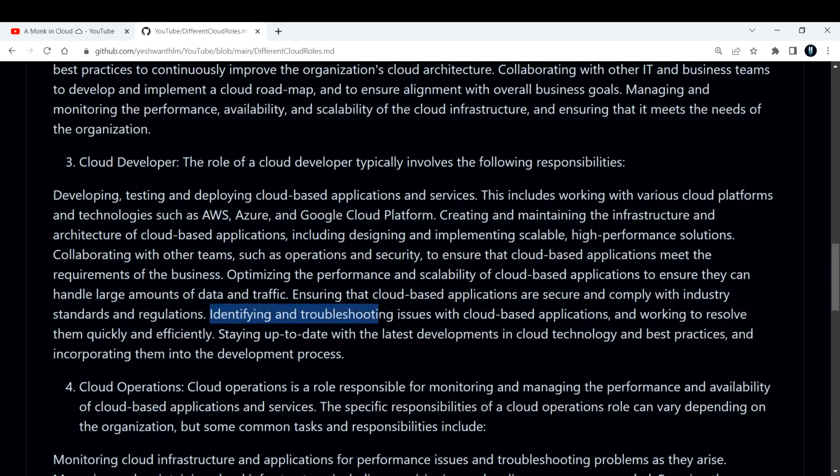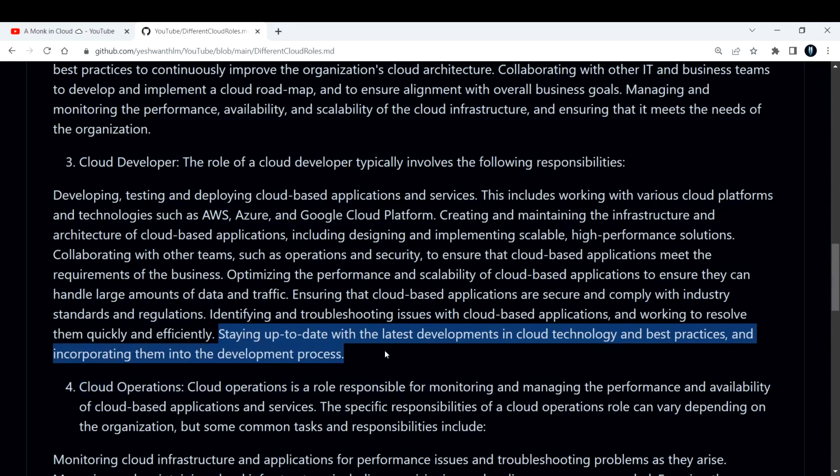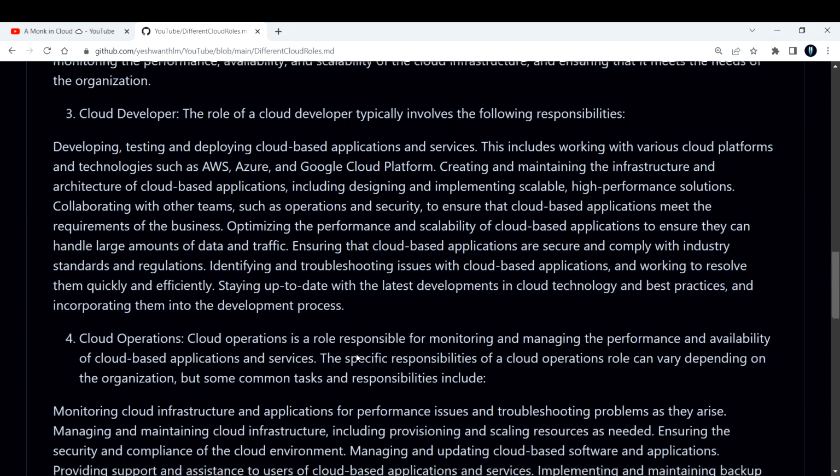So, identifying and troubleshooting issues with cloud-based applications, working to resolve them quickly and efficiently is also the role of a cloud developer. Again, lastly, he or she must be up to date with the latest developments in the cloud technologies and best practices and incorporate them into the development process.